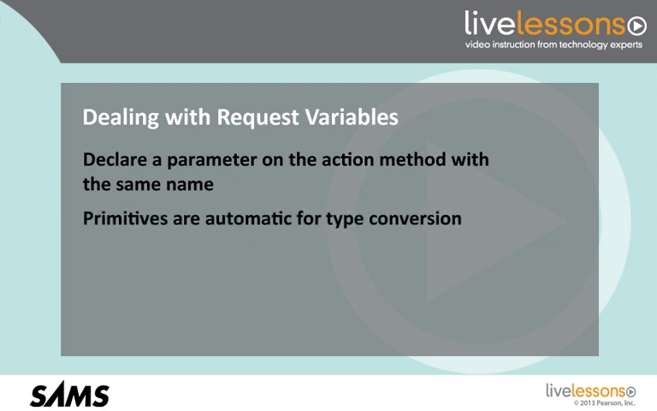Primitives are automatic for type conversion, so you don't have to worry about converting the query string value to an int. Remember, in HTTP, the entire request is a string, and so when we're bringing it into C#, we need to convert it to int or double or boolean, those types of type conversions, and those are automatic. We'll see later what we need to do if we want to bind to more complex types. Any .NET type with a type converter automatically works, and so your primitives are going to be your best bet right out of the box.